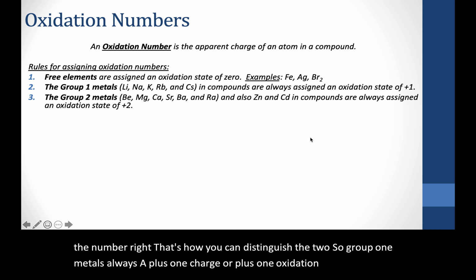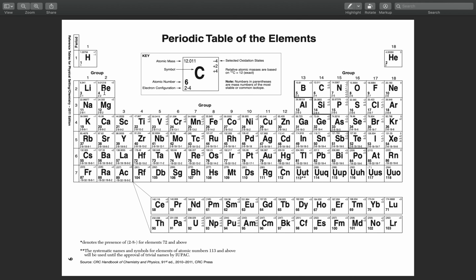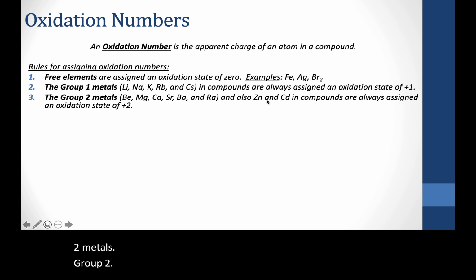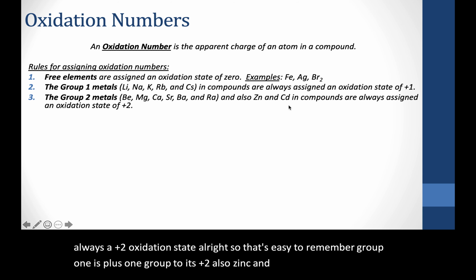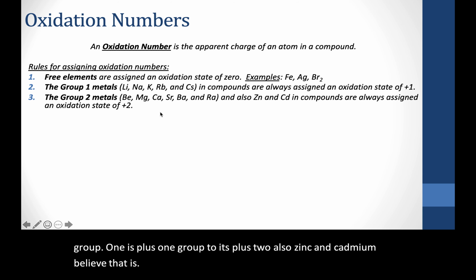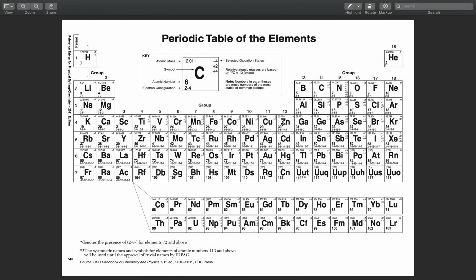Group 2 metals, that's here, group 2, always a +2 oxidation state. All right, so that's easy to remember. Group 1 is +1, group 2 is +2. Also, zinc and cadmium, I believe that is, are always assigned a +2. So zinc is here, these guys over here. Right, you can see it on the periodic table. It gives you the oxidation numbers. That's what those numbers are in the top right-hand corner. Okay, so zinc is just 2 plus.